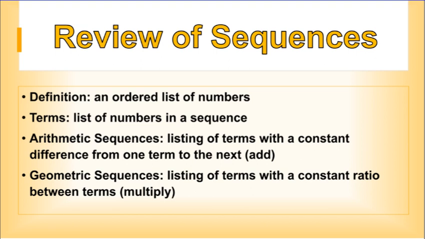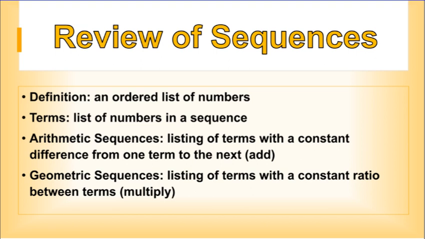And there are different kinds of sequences we have. We have arithmetic sequences, which means you're listing terms with a constant difference from one term to the next. So you're adding the same number. Or you could think of it as subtracting the same number. If you are adding a negative, you're really just subtracting that number each time.